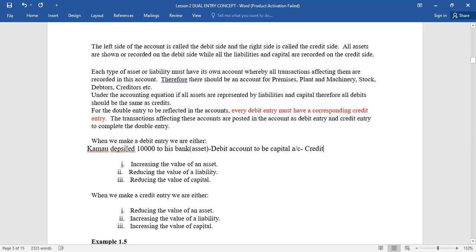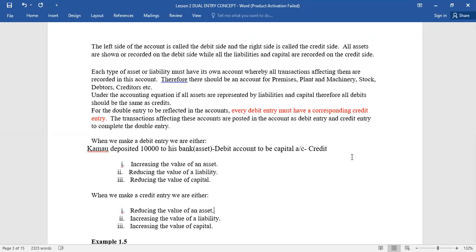Now suppose Kamau was paying a debt. Let's say Kamau deposited the 10,000 to pay creditors. Creditors are liabilities, so liabilities will increase, and when liabilities increase we credit. But our cash will be reducing, so the value of asset will be decreasing, and we are going to credit. Are we getting? Anything that increases the value of capital, for example when Kamau deposited 10,000 to his bank account, we debited the bank account but credited the capital account, because we are increasing our capital by 10,000.